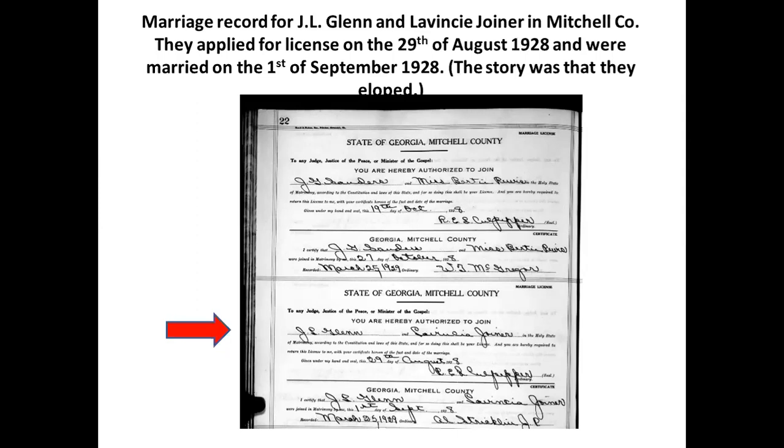But once we knew when her first child was born, which was my grandmother, and we found them on the 1930 census being married, we knew we had to look a little bit before that. So luckily the book had an index and we were able to find the marriage record.